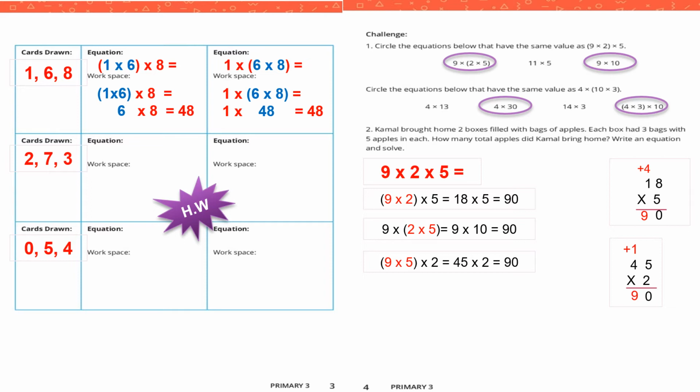I have here 2 boxes. Each box contains 3 bags. Each bag contains 5. So I have 2 boxes. Inside each box we have 3 bags. Inside each bag we have 5 apples. So I will multiply 5 times 3 times 2. And I will make it as a homework for you. Okay?